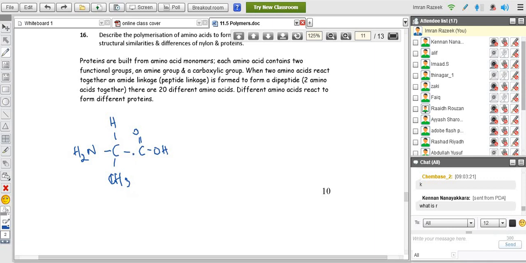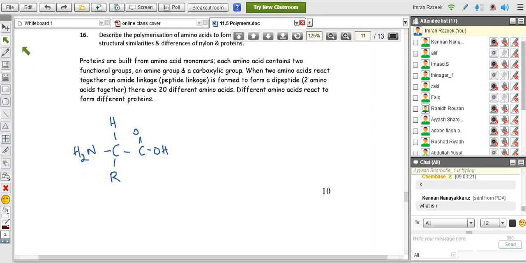R can be an alkyl group, it can be a CH3 group, a C2H5 group, any group. So when this R group differs, whether a methyl group or ethyl group, the amino acid will differ. So all amino acids contain a carboxylic group, an amine group, and hydrogen. These three are always there, but only the R group will differ. Because of the difference in the R group, there are about 20 or slightly more than 20 different types of amino acids, right? Because the R group is different.